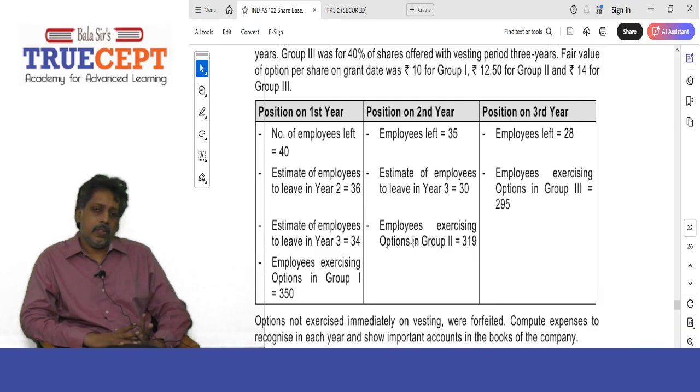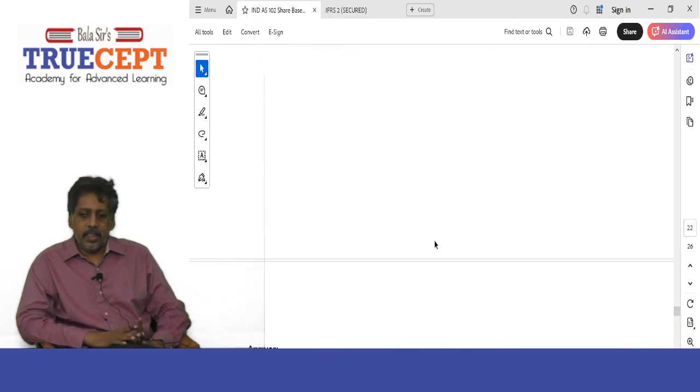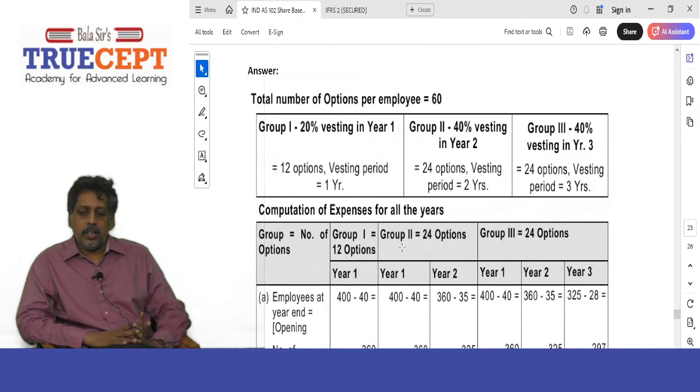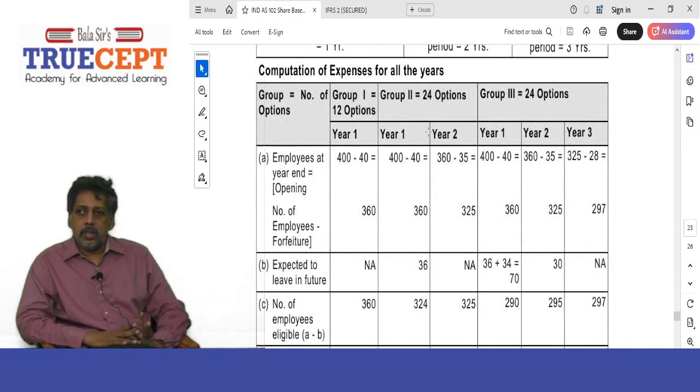Now let us go to the working. Just see for year 2. For year 2, have they done once again G1? No, sir. We'll take only G2 and G3.